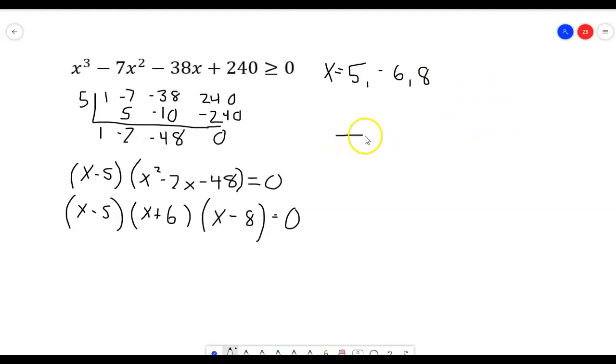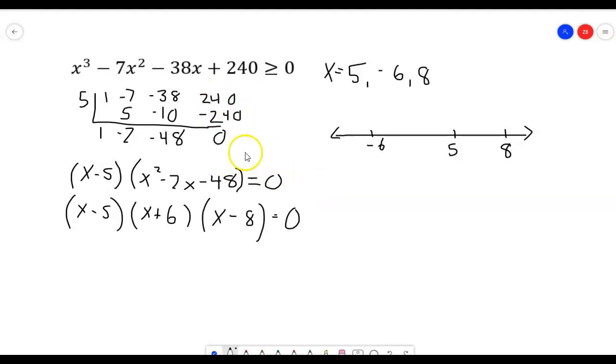These are the places where it at least touches my x-axis. So if I have this line here, my smallest one is negative 6. My next one is 5 over here. And then my next one is 8, right? In that order. So negative 6, and then 5, and then 8.